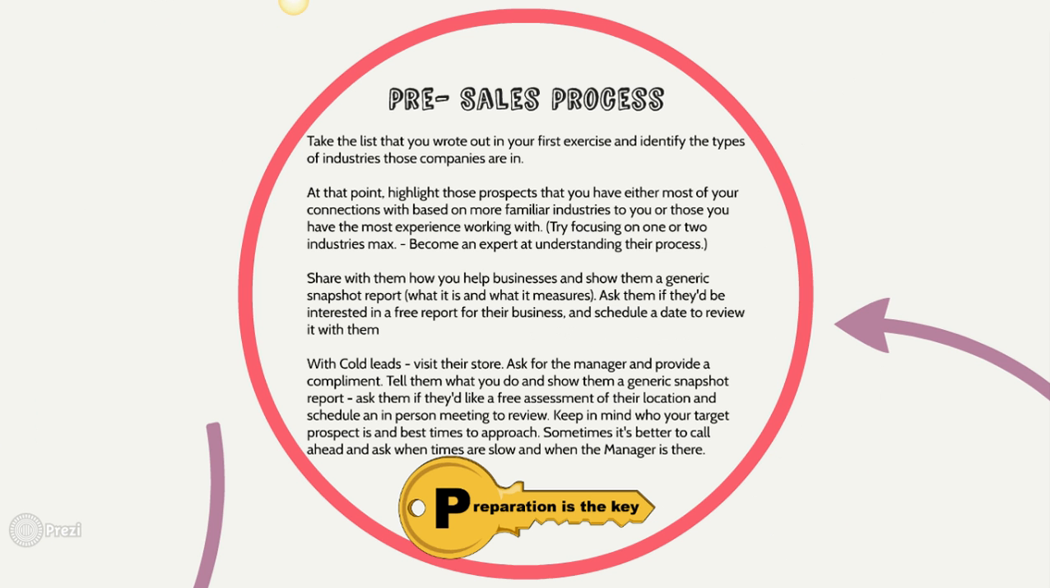So let's talk a little bit about the pre-sales process. I want you to take that list that you wrote out in your first exercise and identify the types of industries those companies are in. At that point, highlight those particular prospects that you either have most of your connections with based on more familiar industries to you, or those that you have the most experience working with or working in. I would specifically focus on just running with one or two industries max.